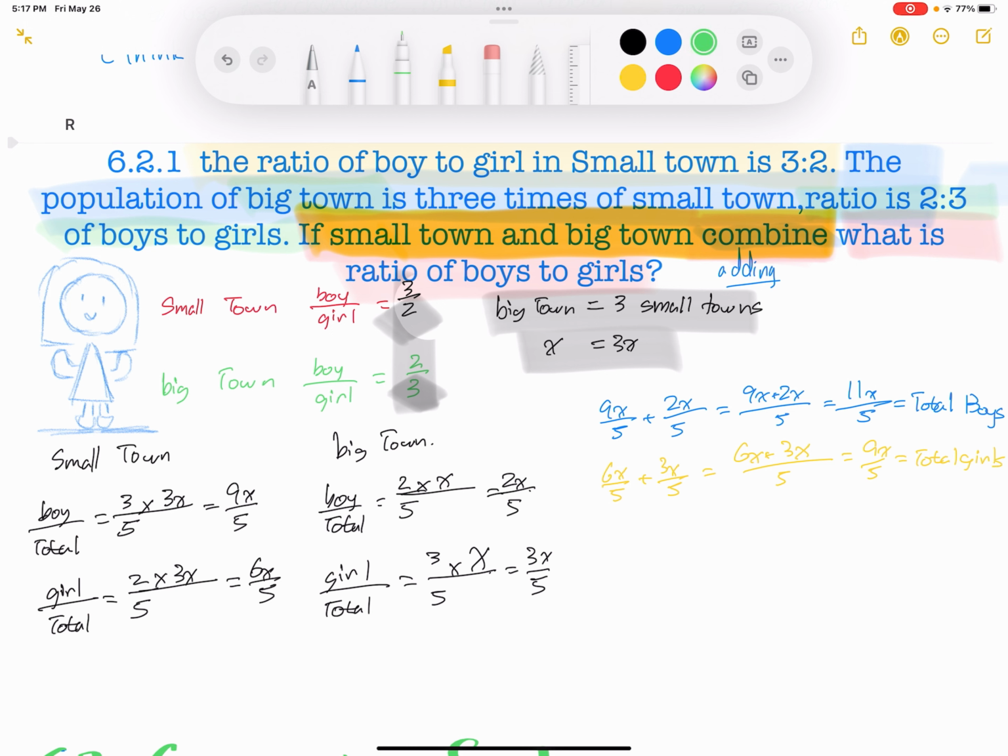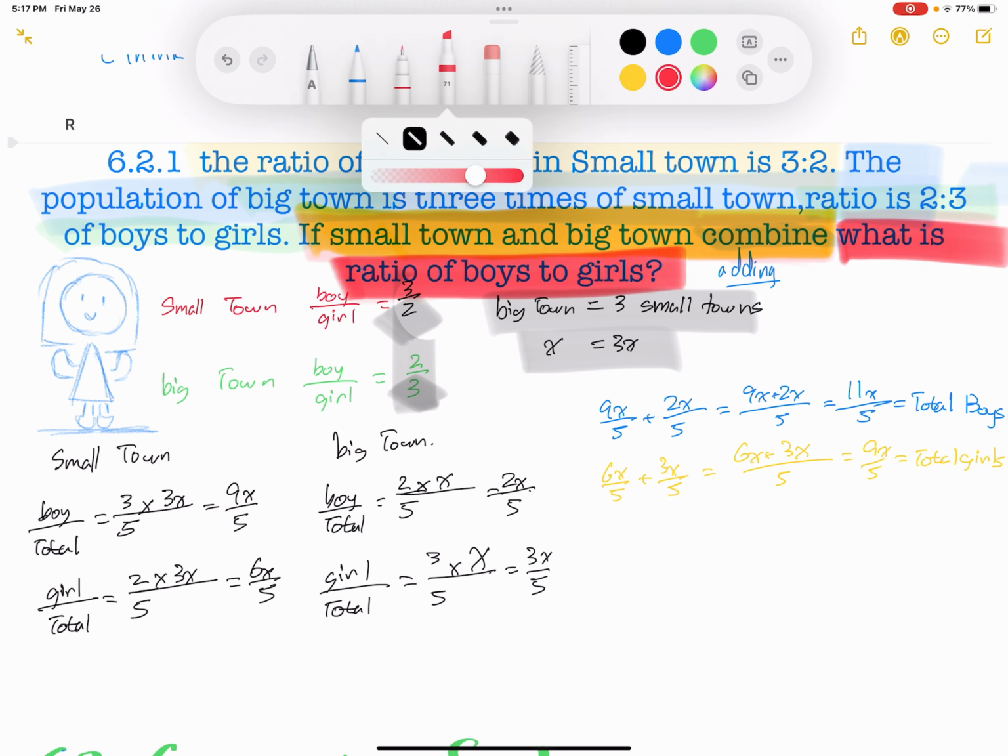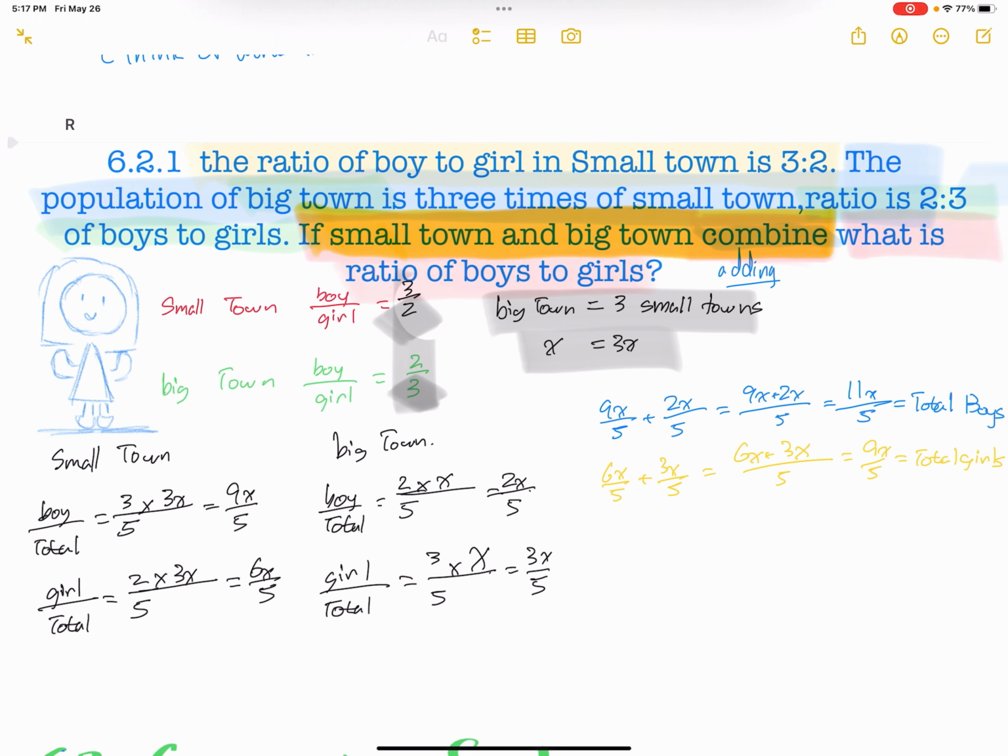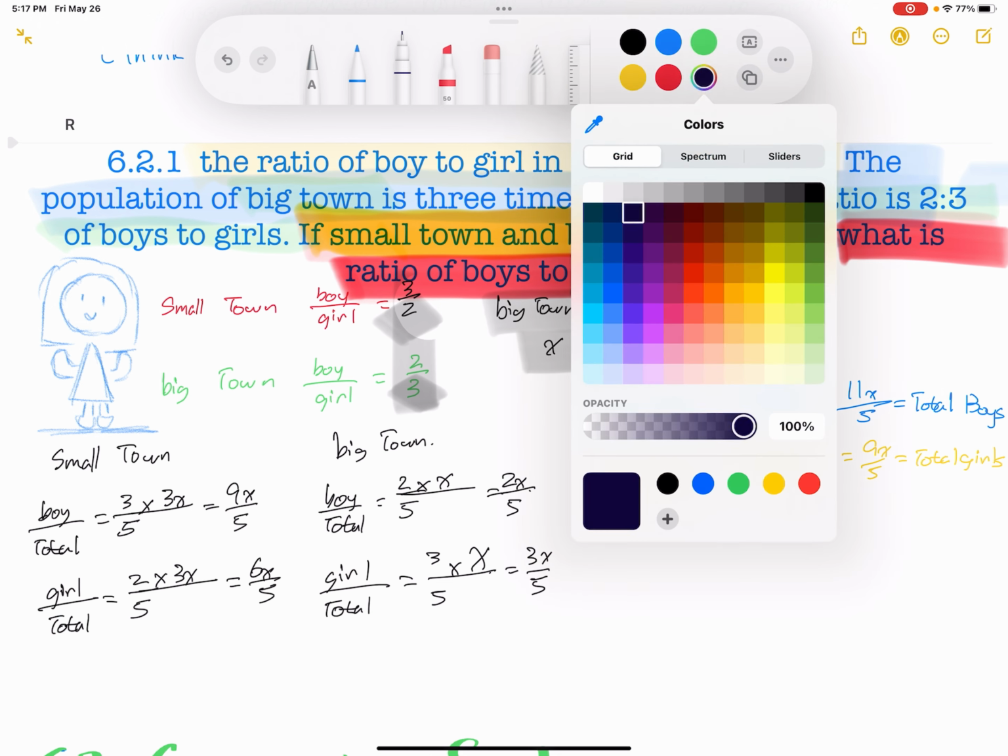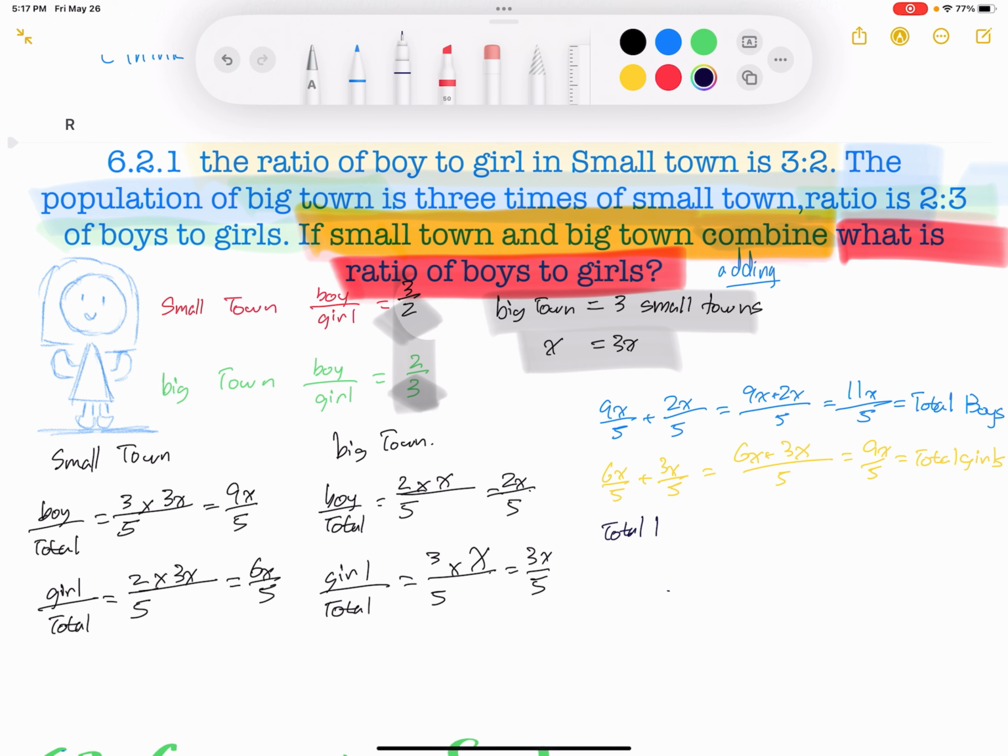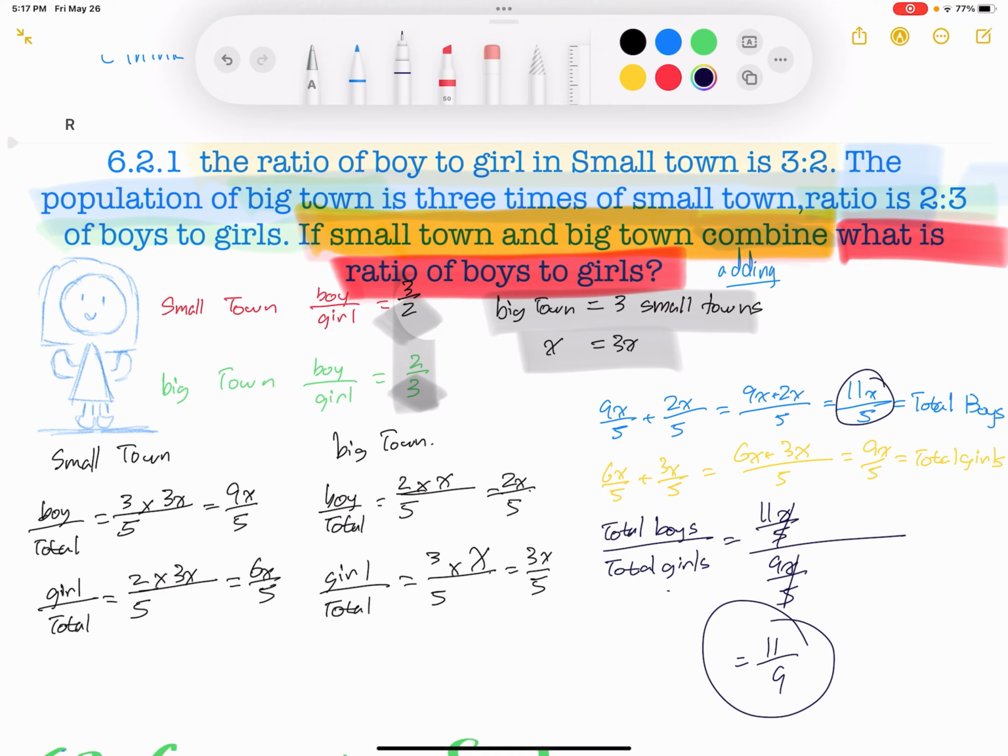Last step. What is the ratio of boys and girls? Well, boys and girls, we shall put down the ratio. Boys, which we have as total boys, total girls. Boys is 11x divided by 5. Girls is 9x divided by 5. Cancel out everything you know. You have 11 divided by 9, total boys to girls. And that will be your answer.